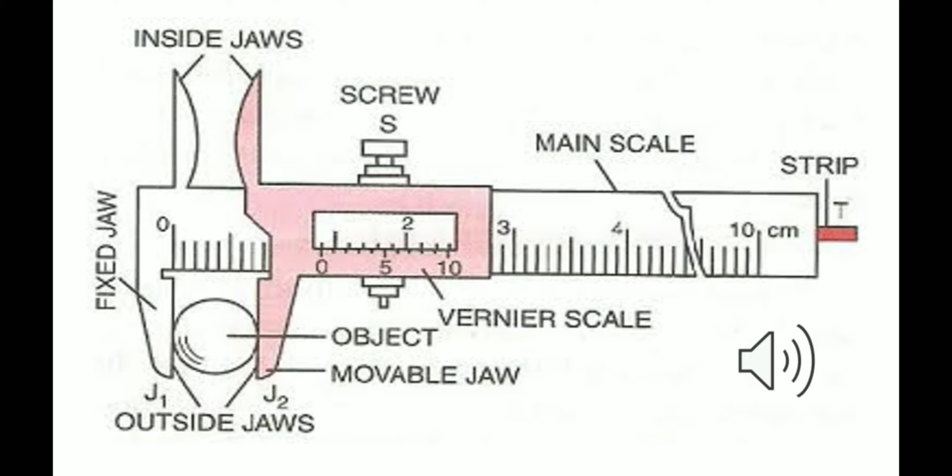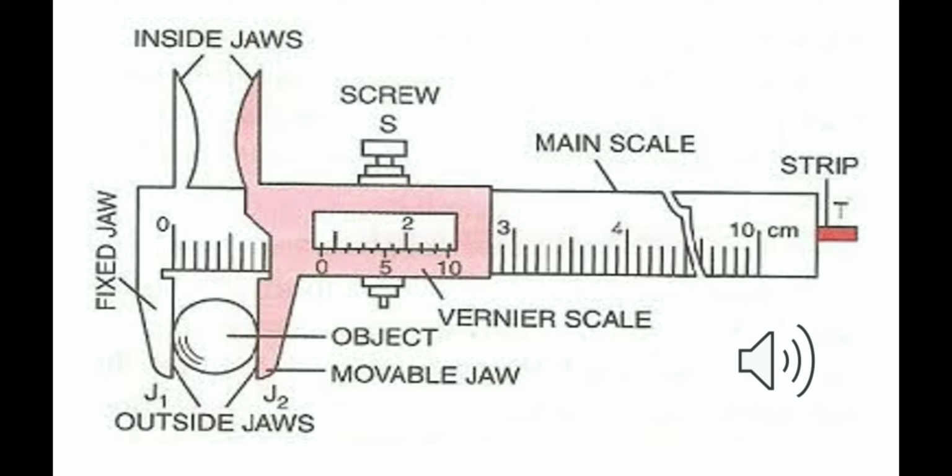Now in the figure we can see that there is a pink part and there is a white part. The white part is the main scale and the pink part is the vernier scale. The vernier scale slides over the main scale.